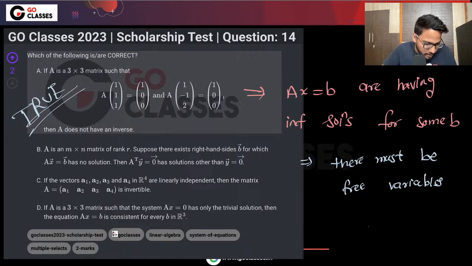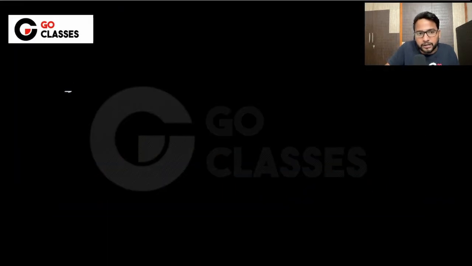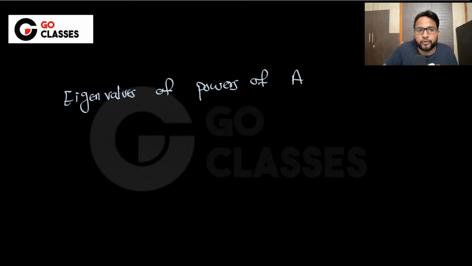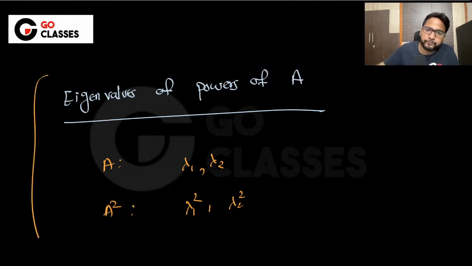Yeah, we talked about it. There is one lecture, I don't remember the lecture number, but I remember the title: eigenvalues of powers of A. We already talked about it. If A has the eigenvalues lambda 1, lambda 2, then A square has lambda 1 square, lambda 2 square. We talked about it already. There is one lecture.